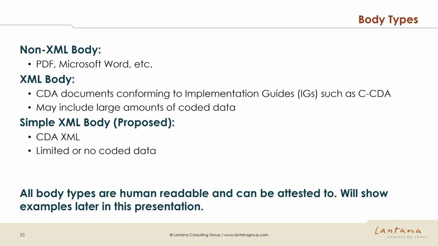The third one is a proposed body type that we're calling the simple XML body, also known as XDoc. This uses native CDA XML for representing the body, but all the requirements for coded data are removed. So basically, there's no requirement to export coded data with a simple XML body, but it doesn't prohibit it either. So this allows folks who want to implement CDA but maybe don't have the budget to do a lot of terminology mapping and coding to still get started, with your narrative or human readable documents, and then add coded data as the ROI is apparent.